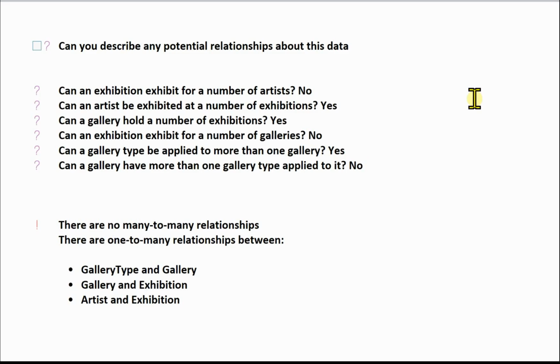Then can we describe any potential relationships about this data? Can an exhibition exhibit for a number of artists? And the answer is no. Can an artist be exhibited at a number of exhibitions? And the answer to that is yes. Can a gallery hold a number of exhibitions? The answer to that is yes. And can an exhibition exhibit for a number of galleries? And the answer is no.